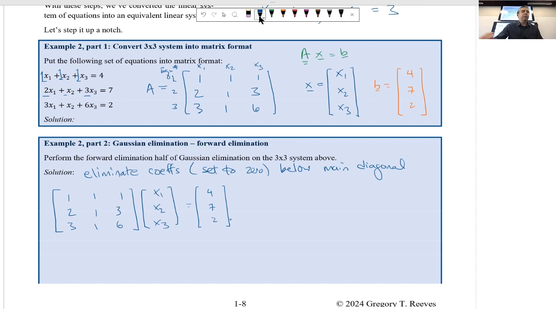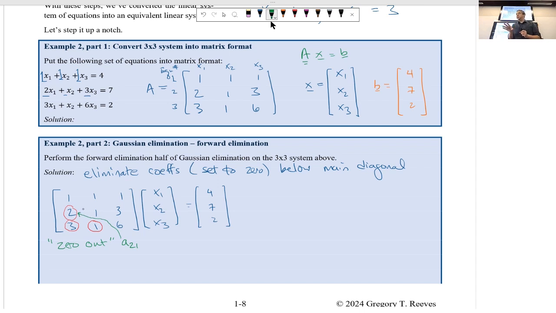All right, so my first step in forward elimination. I want to eliminate these coefficients, right? I want these 3 here to be 0. These are the 3 that are below the main diagonal. How do I make them 0? Let's figure out the first one. Let's zero out element A2,1, the element of A in the second row, first column. How would I do that?